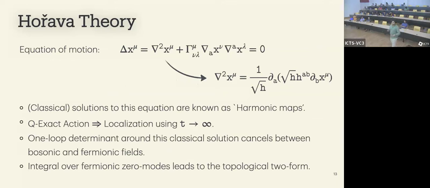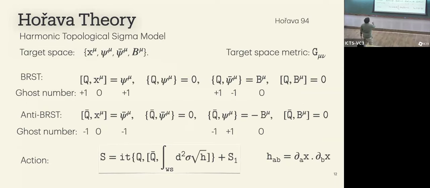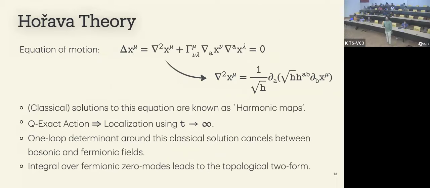Now, classical solutions to these equations are known as harmonic maps. Since this is a Q-exact action, the localization should work in the T goes to infinity limit. We don't even need to take the limit, but it helps. The one-loop determinant around this classical solution cancels between the bosonic and fermionic fields. That's the most important part. Firstly, it is Q-exact, and that's why localization works, and all you need to care about is the classical solution and the one-loop correction. The one-loop correction also cancels because you have three dynamical fields, x^mu, psi^mu, and psi bar. Psi and psi bar give you the square root of the determinant, and x^mu has the total determinant, which cancels with the opposite power in the one-loop determinant. That's why all you have to do is calculate the classical action for a particular classical solution, whatever this equation gives you. So that's the string theory.